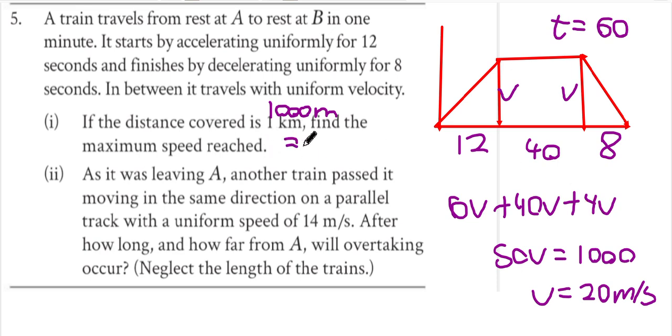Hooray. Now, as I was leaving A, another train passed it, moving in the same direction on a parallel track with uniform speed 14 meters per second. After how long and how far will an overtake occur? Neglect the length of the trains.